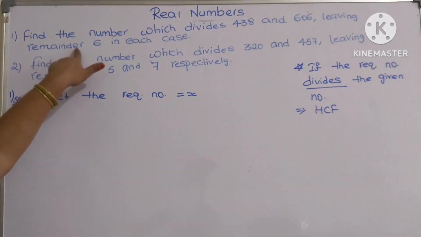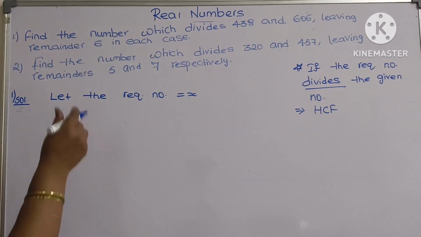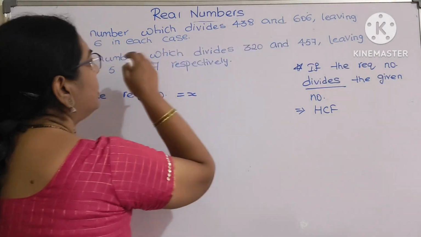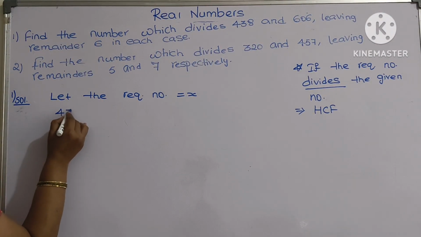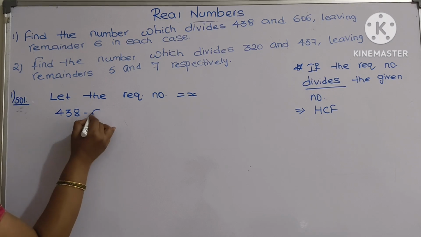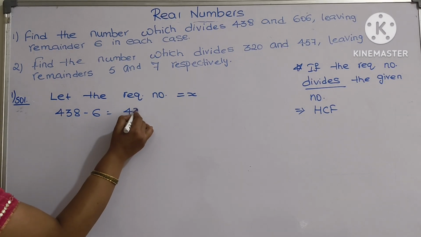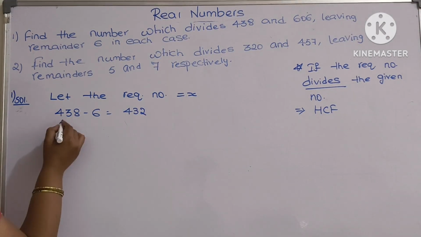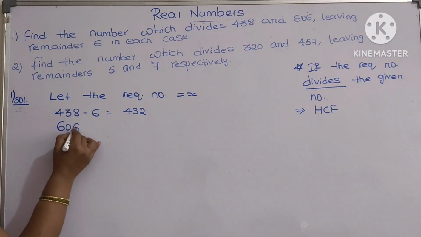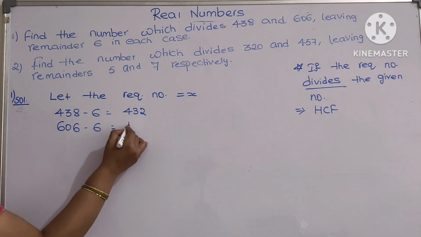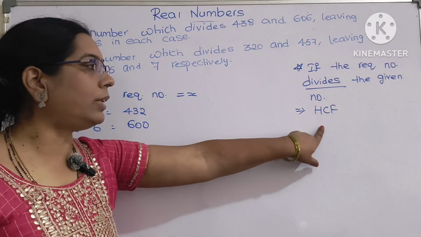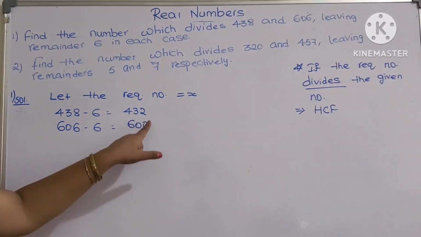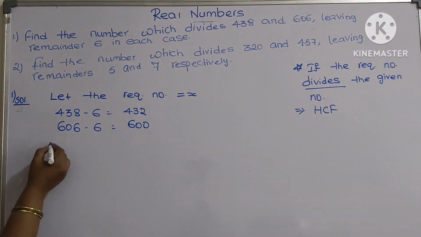What to do with the remainder 6? First, from each of the given numbers, subtract the remainder. What are the given numbers? 438. Remove 6 from that. You will get a new number 432. Similarly, from 606, subtract 6. So you are left with 600. Now you know it is HCF. Find HCF for these two numbers.